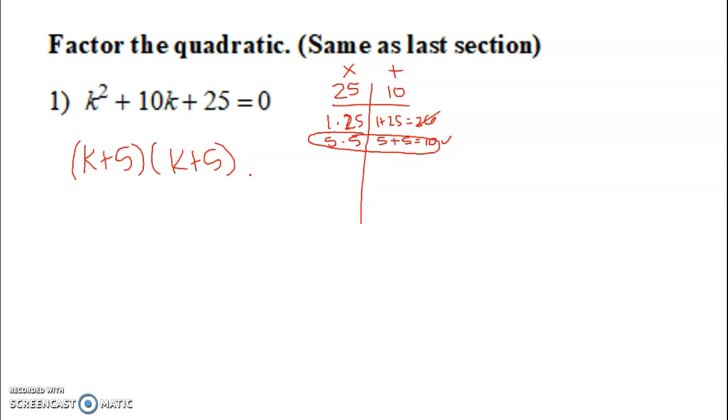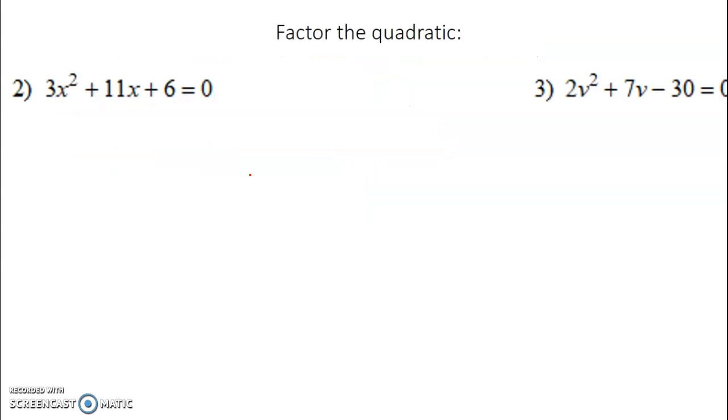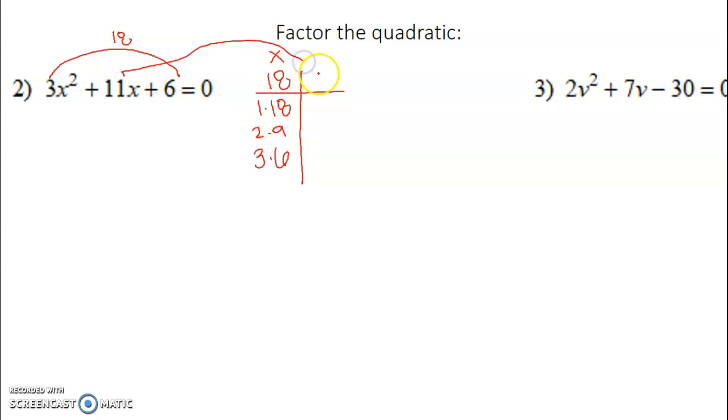Today you're doing that as well as the GCF. So we start by making our chart. 3 times 6 is 18. So I need numbers that multiply to 18. 1 and 18, 2 and 9, 3 and 6. I need numbers that add to 11.